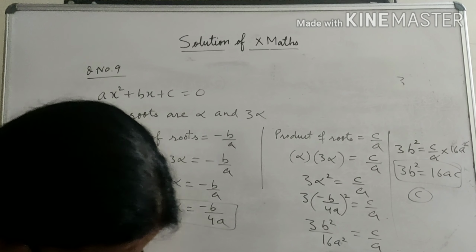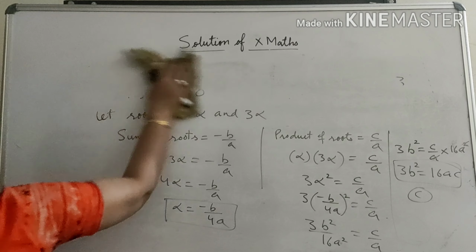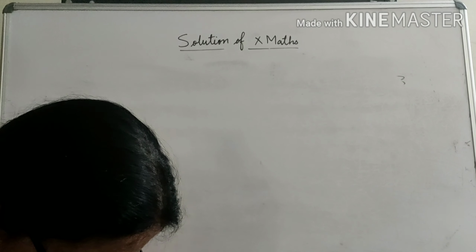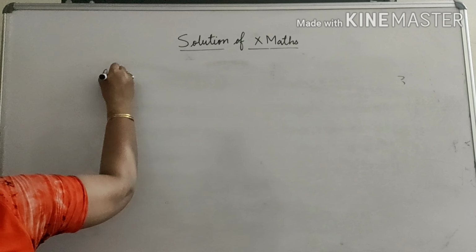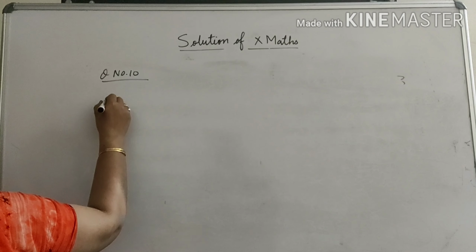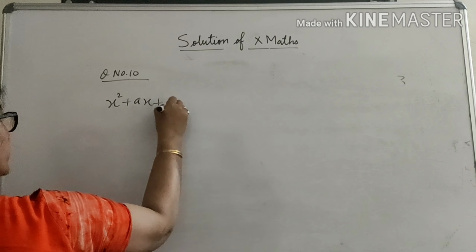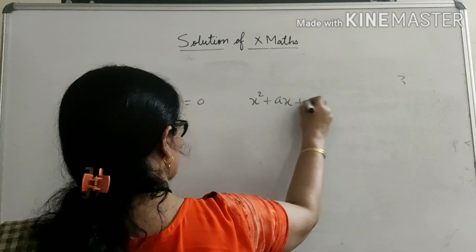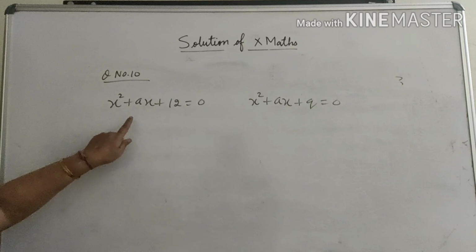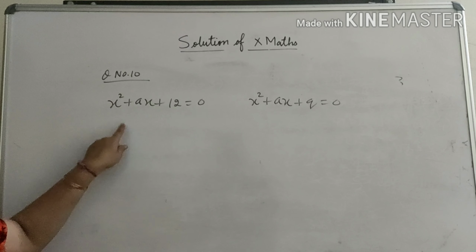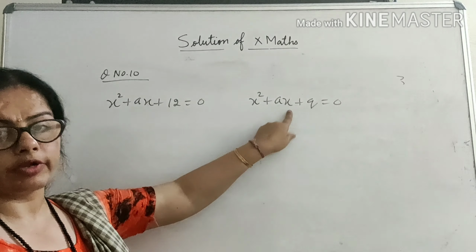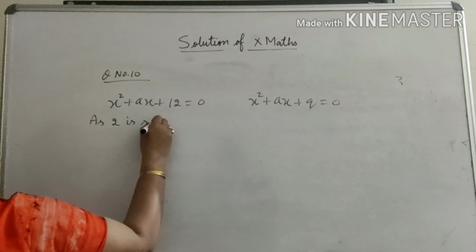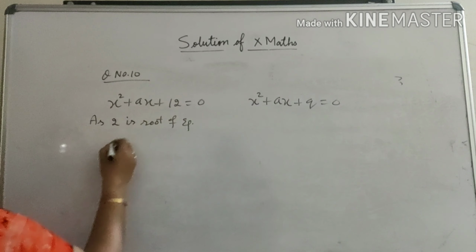Now the last question, number 10. In question number 10 he is saying 2 is the root of the equation. One equation is x square plus ax plus 12 equal to 0 and the second is x square plus ax plus q equal to 0. He is saying 2 is the root of this equation, and this equation has equal roots. Then what will be q? As 2 is the root of the equation, it means it will satisfy it.